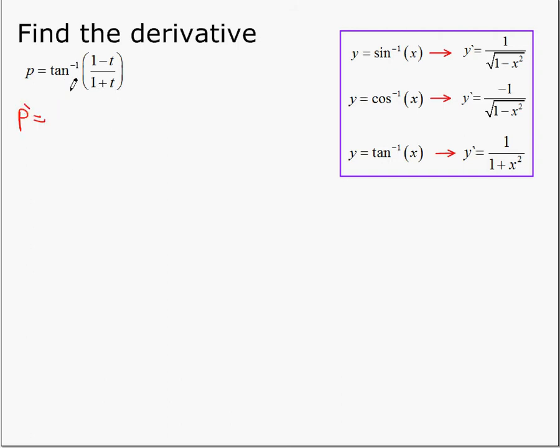The derivative then, start with the tan inverse. And this one we'll do without any special notation. So the derivative of tan inverse is 1 over 1 plus 1 minus t over 1 plus t all squared, multiplied by the derivative of that part, the argument. That's a quotient, so this is a quotient rule. So quotient rule, derivative of the top, minus 1. Keep the bottom.